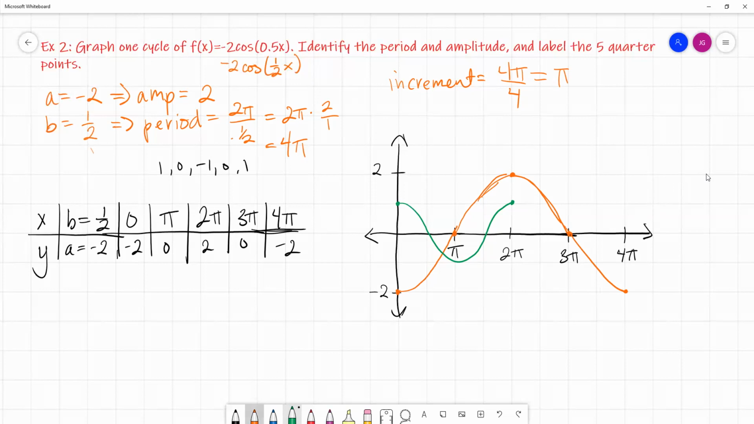Last thing we have to do to close this off and put a nice little bow on it is label our quarter points. So this one is pi, 0; 2 pi, 2; 3 pi, 0; and then 4 pi, -2. It is finito. We are done.